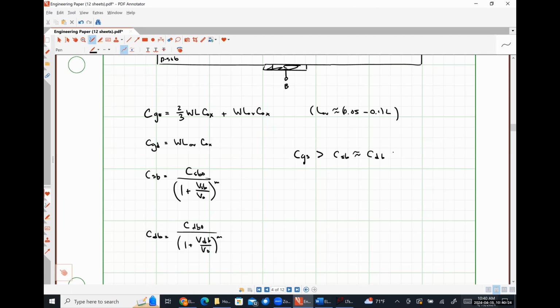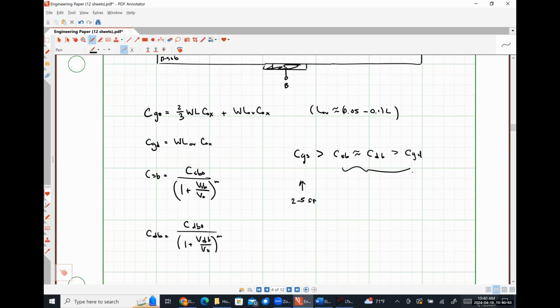And then below that, we are going to have our gate drain. So realistically, this guy is on the ballpark of 2 to 5 femtofarads. And all these are somewhere in the ballpark of 0.5 to 1 femtofarad, just depending on our conditions.